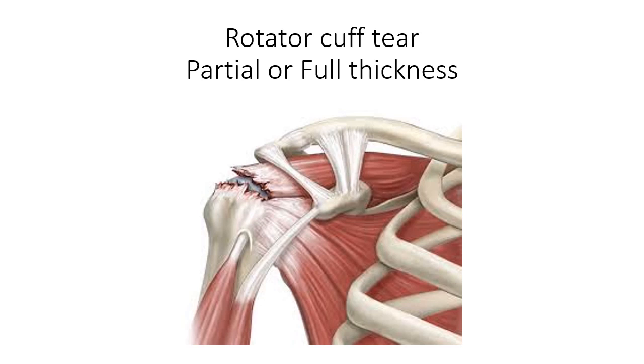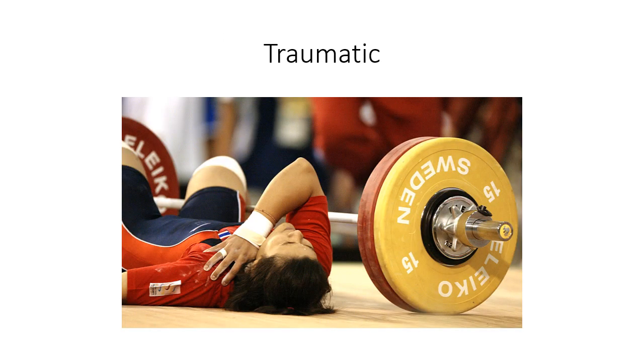We classify rotator cuff tears into partial thickness tear and full thickness tear. We can also classify the tears into acute or traumatic tear in young people. The patient will present with intense pain. There may be a snapping sensation and immediate weakness in the upper arm.